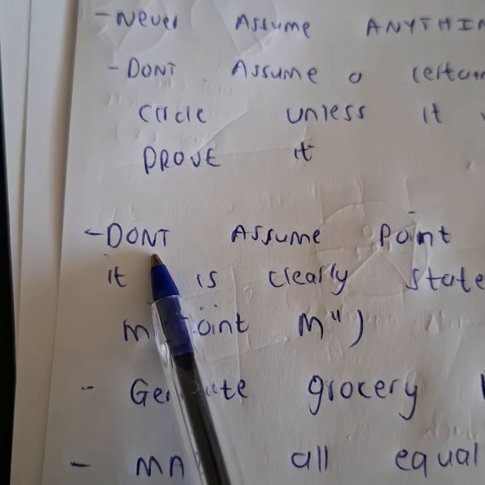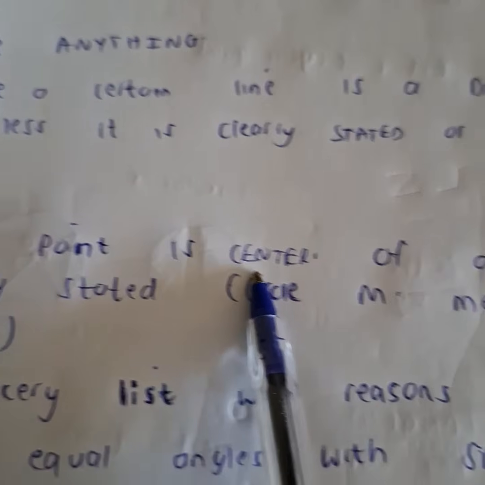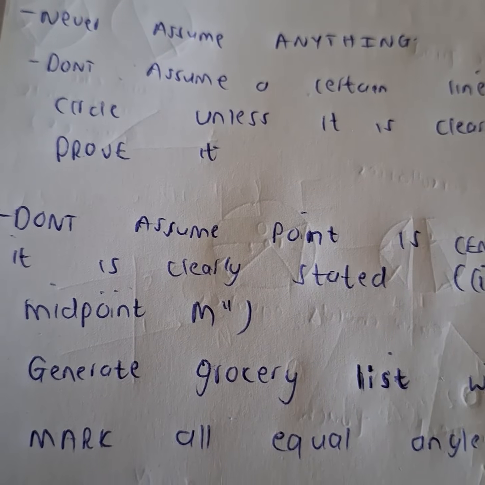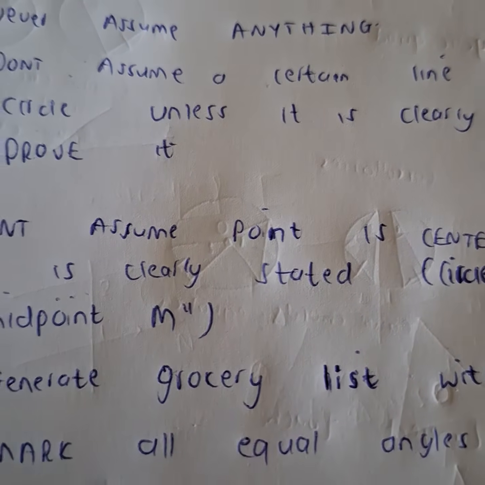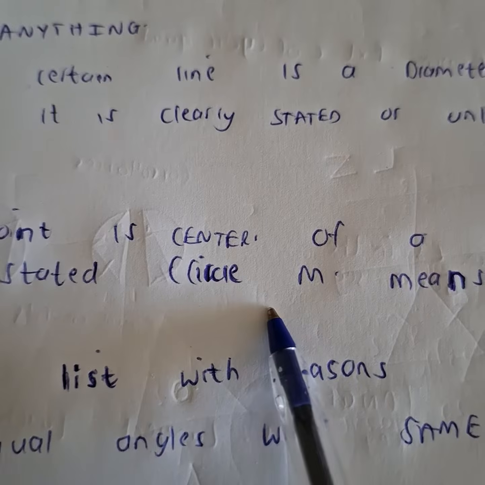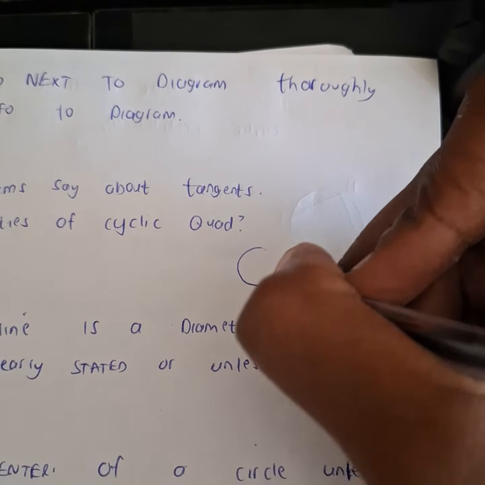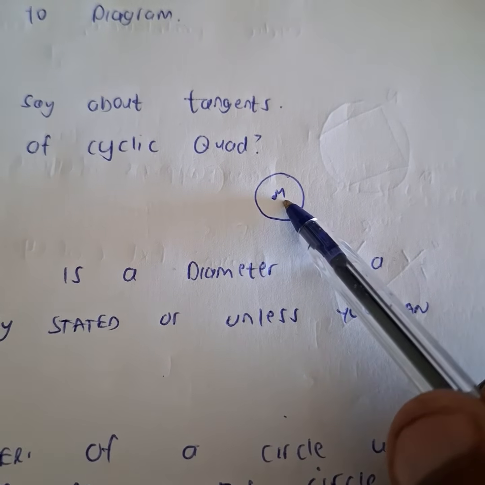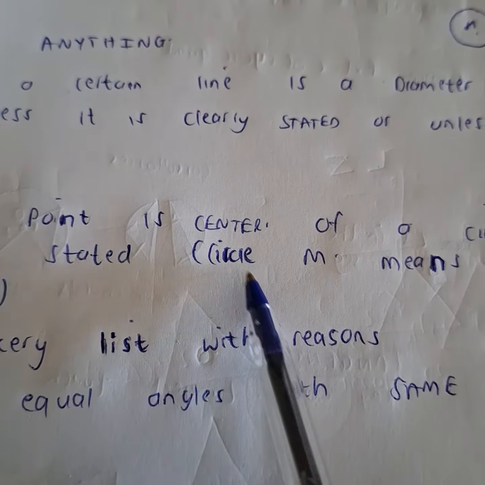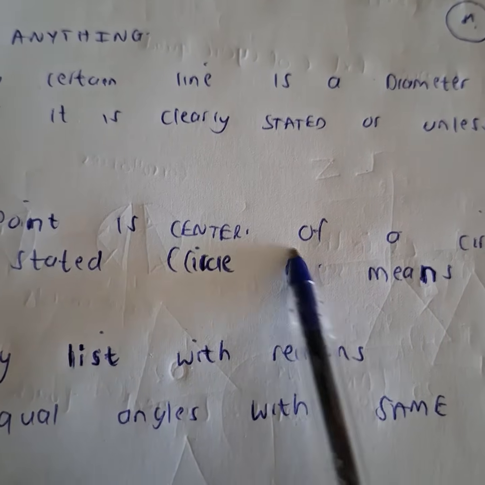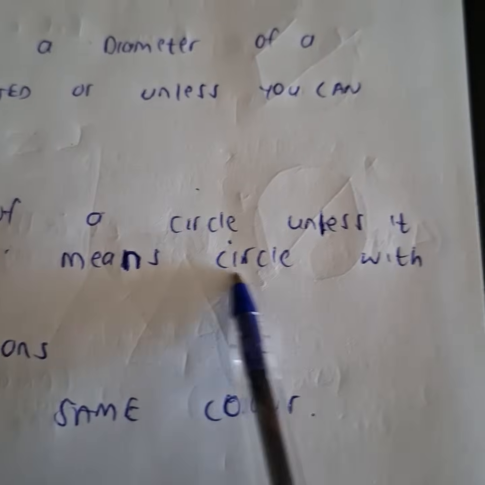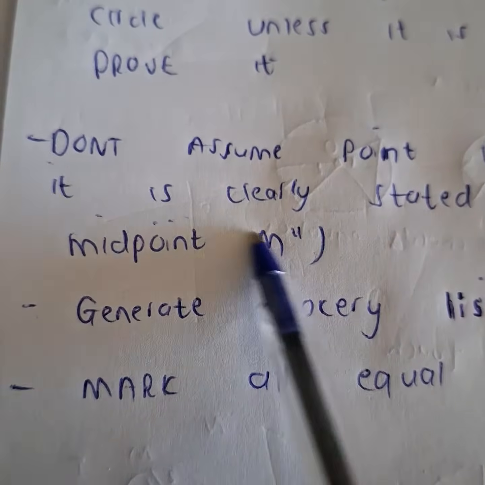Next, don't assume a point is the center of a circle unless it is clearly stated. Now, they have various ways of alluding that something is the center. For instance, if they say circle M, you'll find that in the center of that circle, the letter M is clearly there. So if they say circle M, that means the circle has a center denoted by the letter M. So it means circle with midpoint M. Does that make sense?